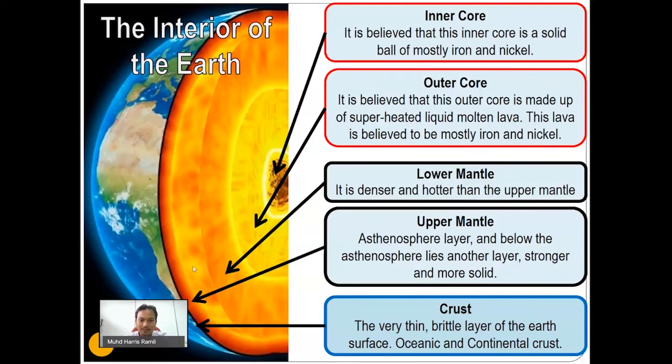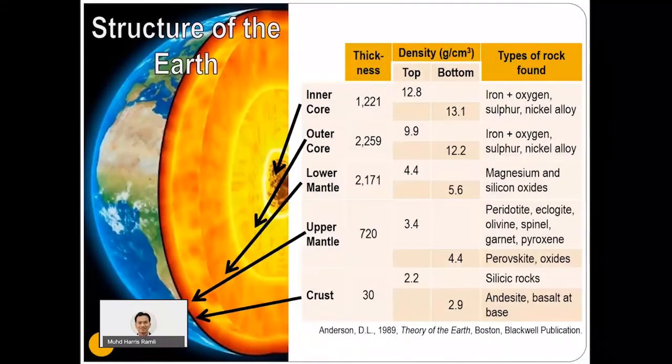The upper mantle has the asthenosphere layer, and below the asthenosphere lies another layer that is stronger and more solid. Then the final layer is the crust, where we are now. As you can see, this is a solid layer. Then you have a lot of magma here, and this magma is a liquid. This is the thickness in kilometers.